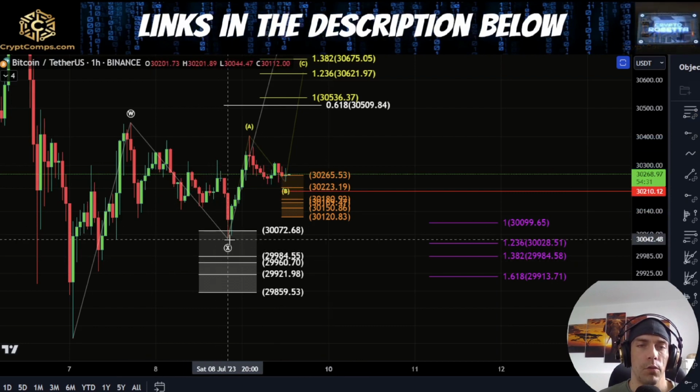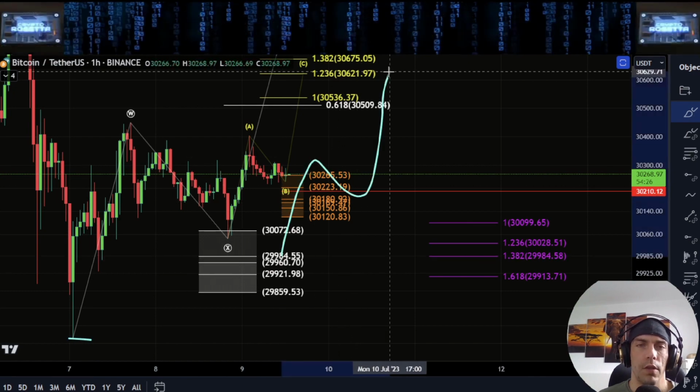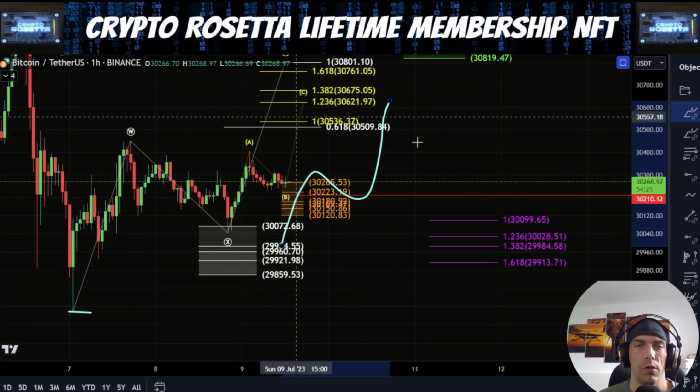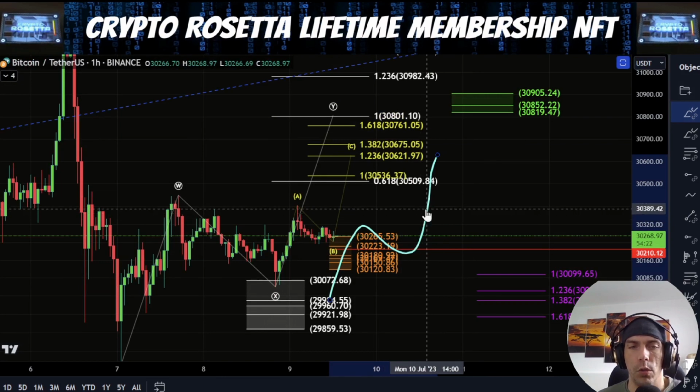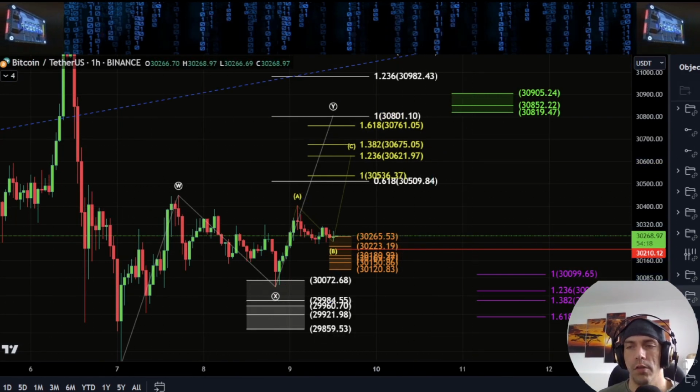And then if we do manage to maintain this low here, I would still be looking for that potential of another 3-wave move up, which could still look to bring us back into that potential target area as a B wave. So that's looking at this as just corrective.